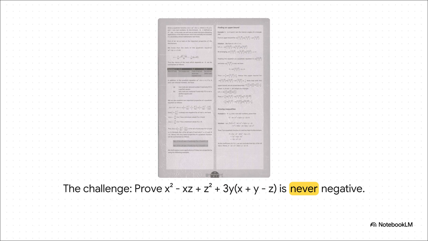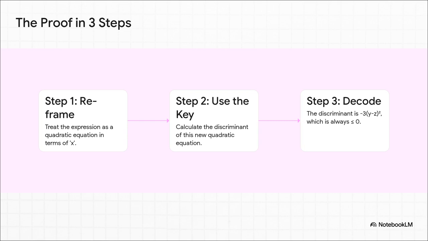Okay, here it is. This is the inequality we have to prove. And yeah, it looks like a total mess. But what if we look at it through a different lens? What if we stop seeing it as a 3-variable mess and start seeing it as a simple quadratic, just in terms of x? Suddenly, things get a lot clearer. So, here's the 3-step takedown.